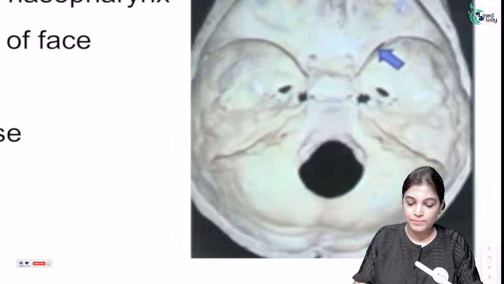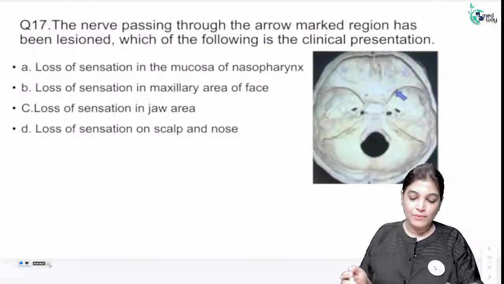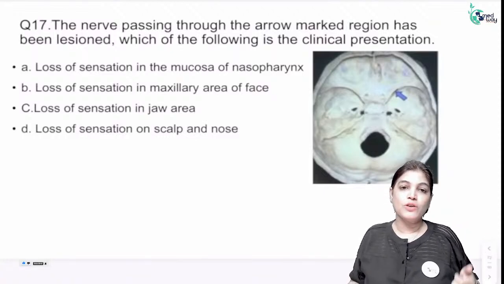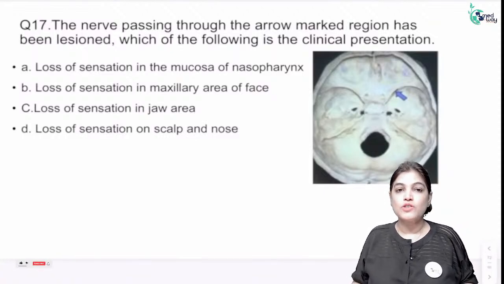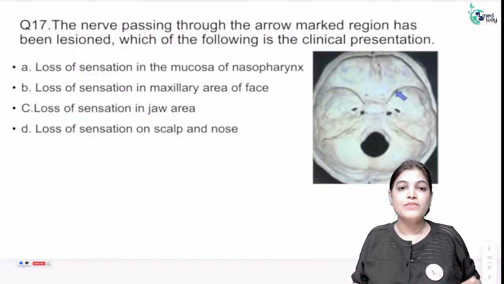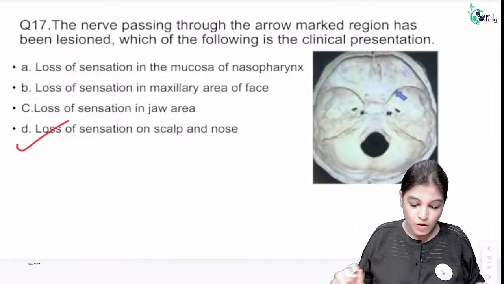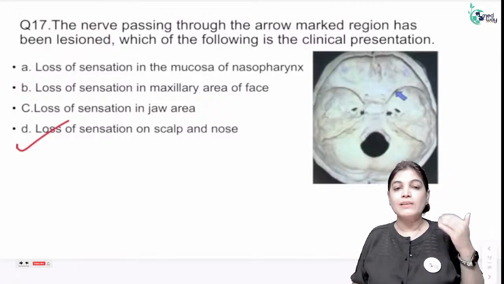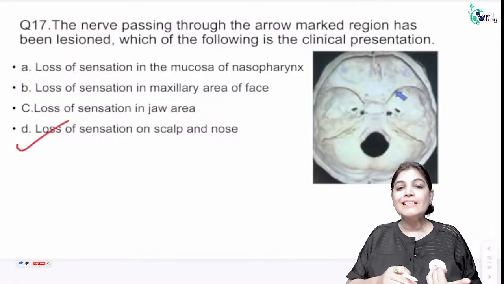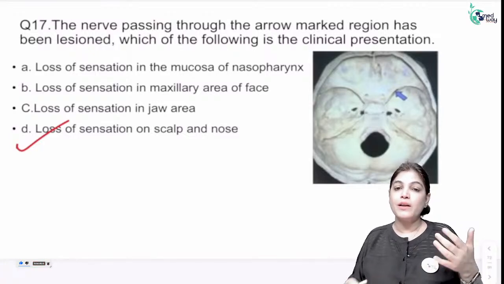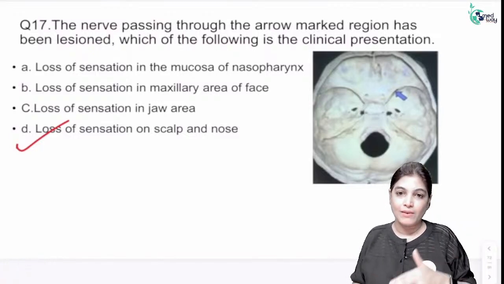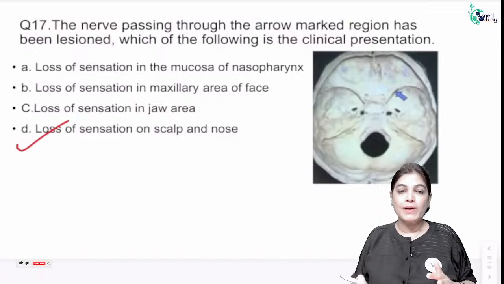So we have to know whether it is loss of sensation of nasopharynx mucosa, loss of sensation of the middle part of the face, maxillary region, loss of jaw area, or loss of sensation of scalp and nose. So I will go with loss of sensation of scalp and nose. I will tell you why: this is the superior orbital fissure and we know the branches of the ophthalmic nerve traverse through it, and that is compressed in this condition.